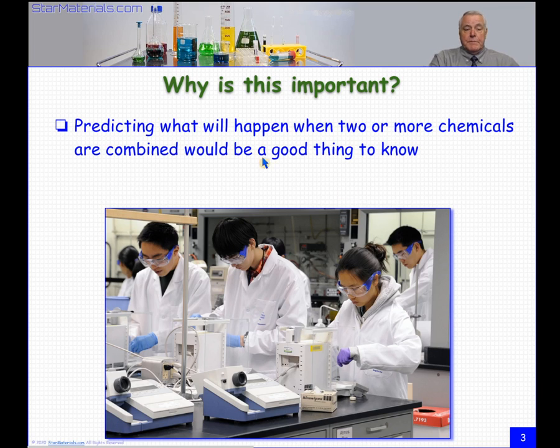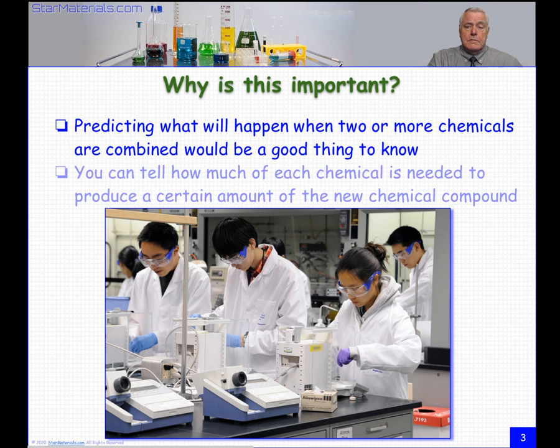Why is this important? Well, predicting what will happen when two or more chemicals are combined would be a good thing to know. You don't want things blowing up. You can tell how much of each chemical is needed to produce a certain amount of the new chemical compound. It's all math.